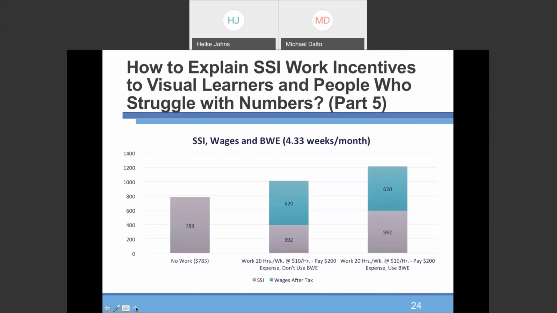You can use a similar method for explaining blind work expenses, except now you can see that when a person is paying $200 a month for an expense and it's approved as a blind work expense by Social Security, in the third column, they'll get an extra $200 a month of SSI to offset the $200 expense that they pay for out of pocket, dollar for dollar.